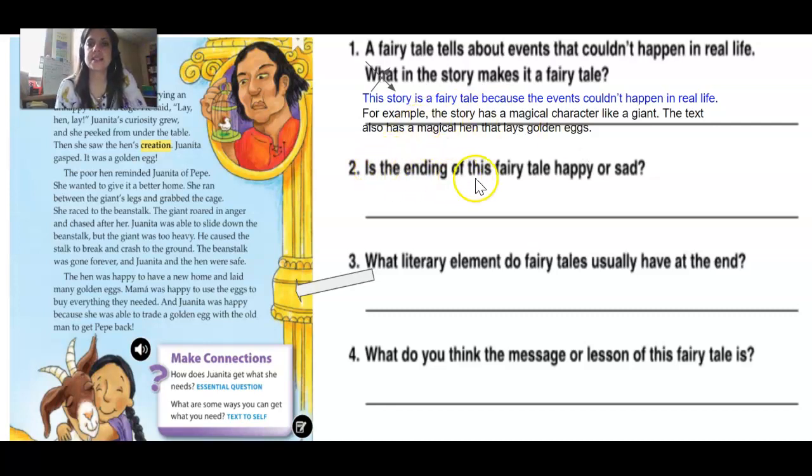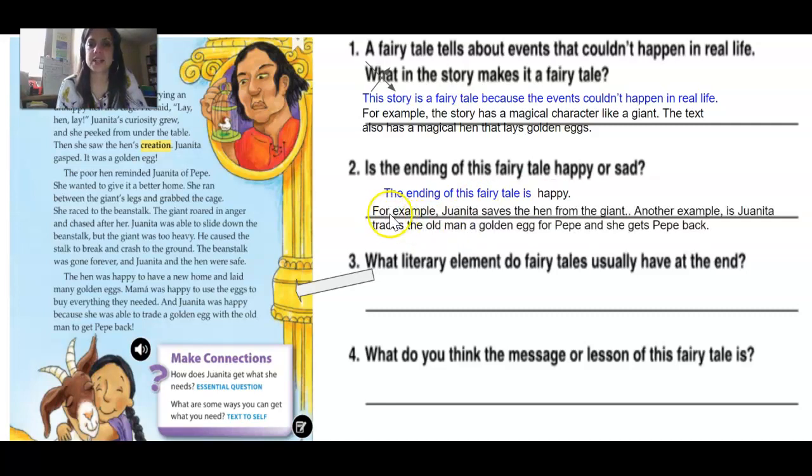Number 2, is the ending of this fairy tale happy or sad? Again, restate. The ending of this fairy tale is, now remember, we take the words from the question. The ending of this fairy tale is, and here's our answer, happy. Now, what are we going to support that restatement and answer with? You got it. Text evidence. How many pieces of text evidence? You got it. 2. Here's our text starter.